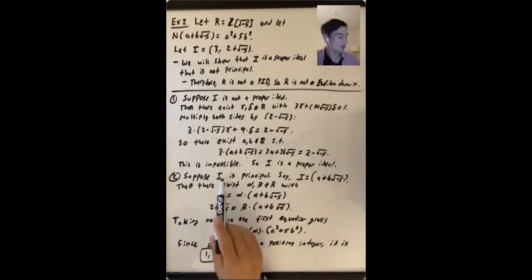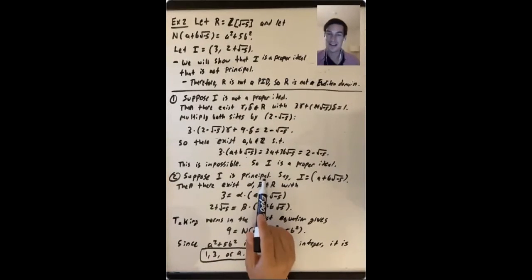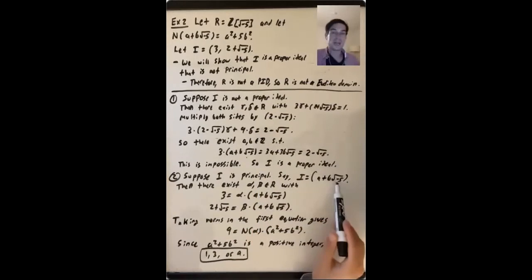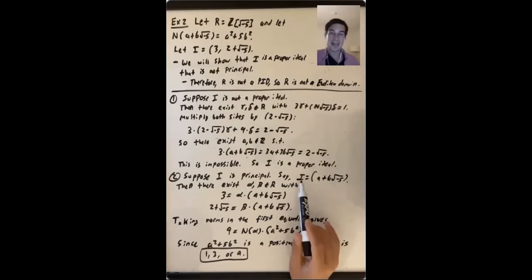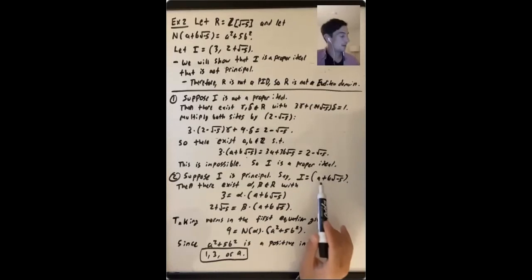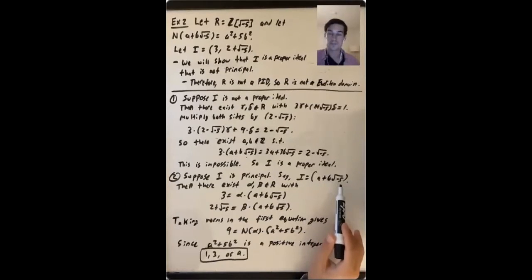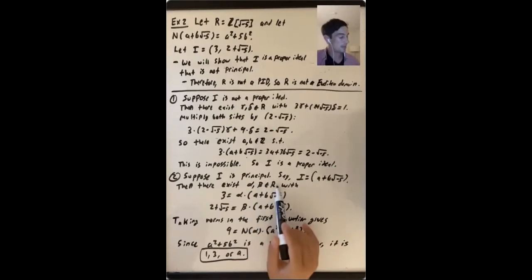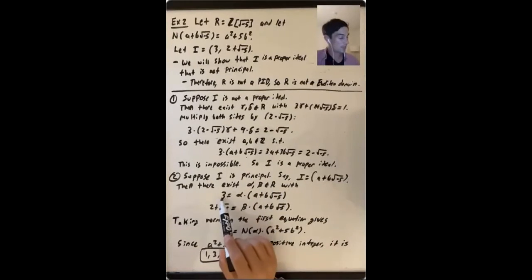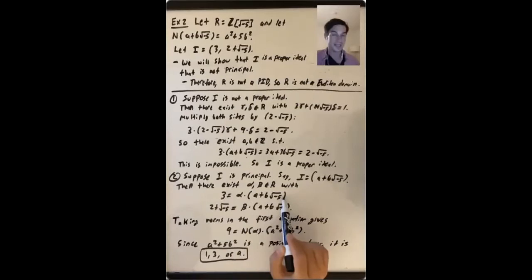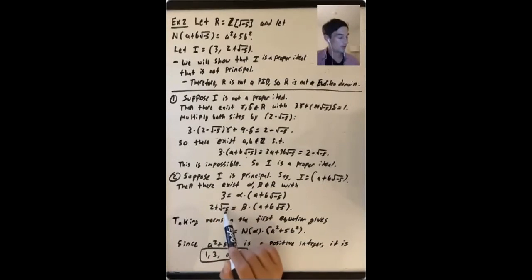All right, so now let's suppose that I is a principal ideal. And again, we're going to find a contradiction. Okay, so we'll suppose I is a principal ideal. Let's pick a generator for it. Let's say I is generated by a plus b square root of negative 5. So that means everything in I is something times a plus b square root of negative 5. So in particular, there exist alpha and beta in R with 3 equals alpha times (a plus b square root of negative 5), and 2 plus square root of negative 5 equals beta times (a plus b square root of negative 5).